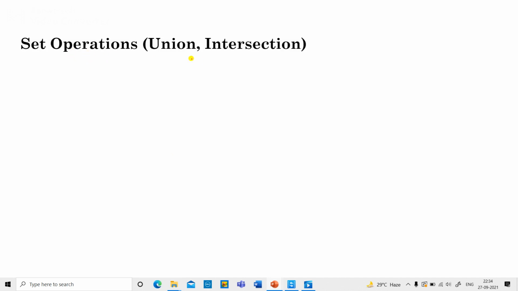Now set operations. First we define union, then we will define intersection. Suppose we have two sets A and B. The union of A and B, denoted by A union B, is the set of all X such that X belongs to A or X belongs to B.